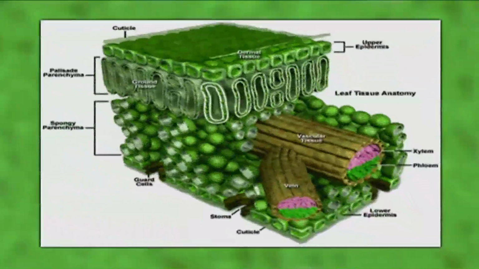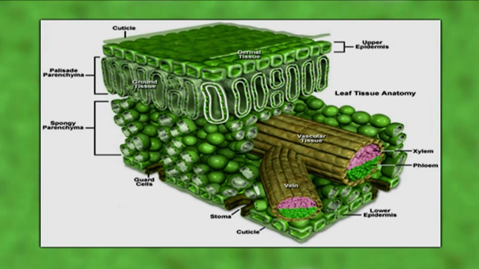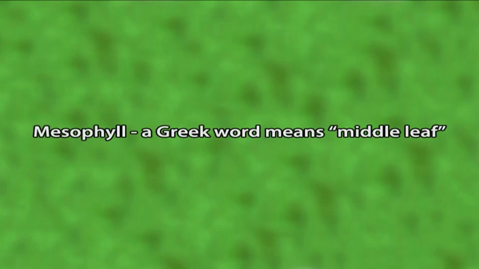Now, mesophyll. Most of the interior of the leaf between the upper and lower layers of epidermis is parenchymatous, that is, it is also known as ground tissue, or chlorenchyma tissue, called the mesophyll. Mesophyll is a Greek word that means in the middle of the leaf. This assembled tissue is the primary location of photosynthesis in the plants.